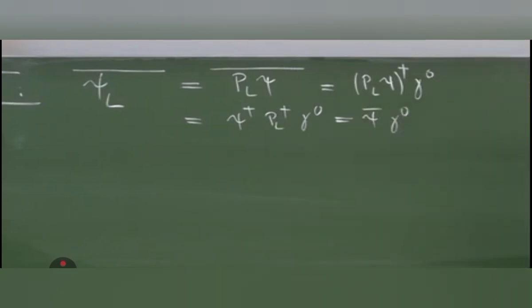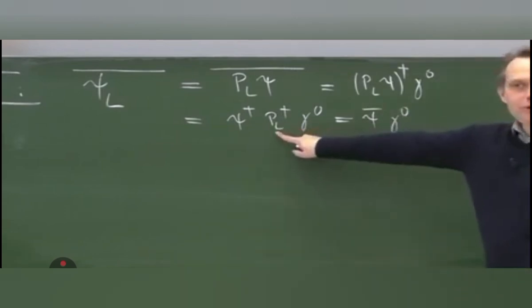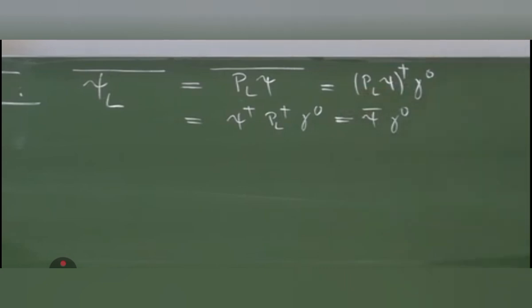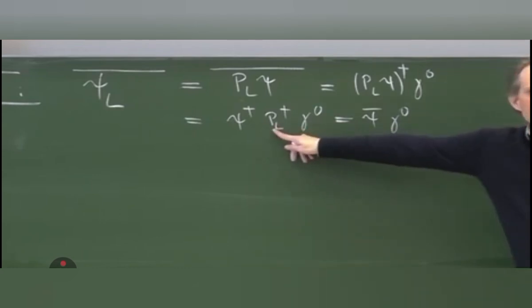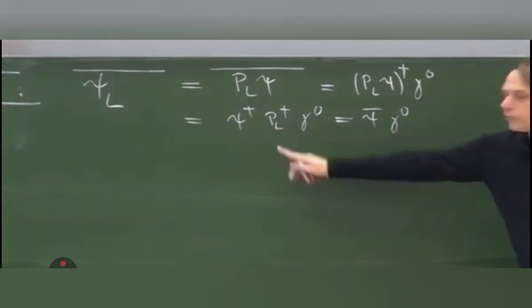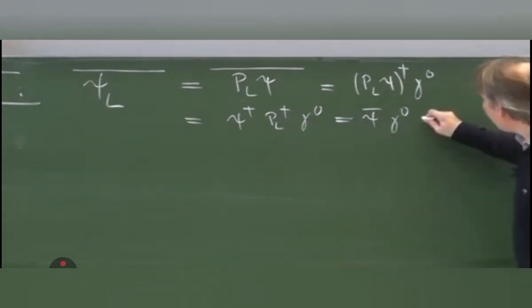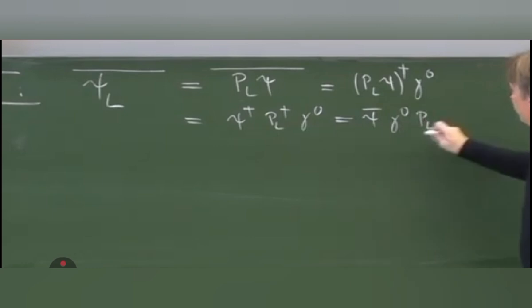Now what is P left dagger? In our assumption, we have assumed that only gamma 0 is Hermitian, all the other gammas are anti-Hermitian, and therefore gamma 5 is Hermitian as well. So gamma 5 is Hermitian, then also P left is Hermitian, because it's composed out of the unit matrix and gamma 5. So P left dagger is equal to P left, and then we have here gamma 0.